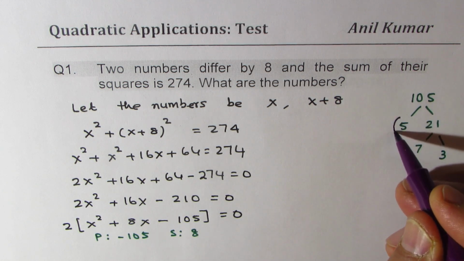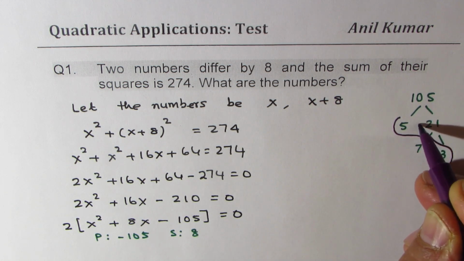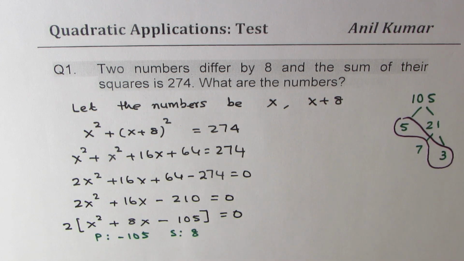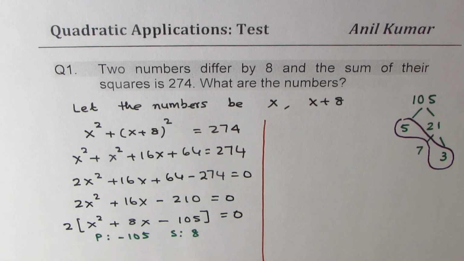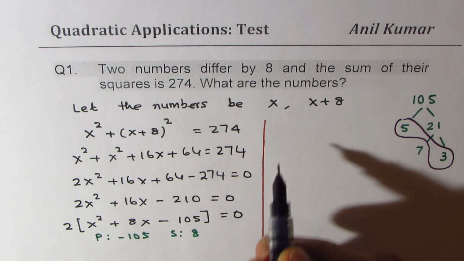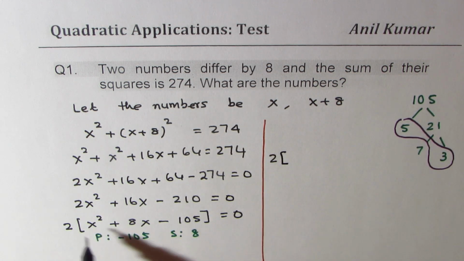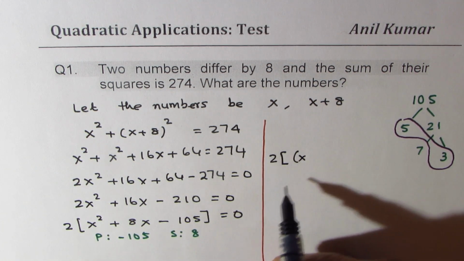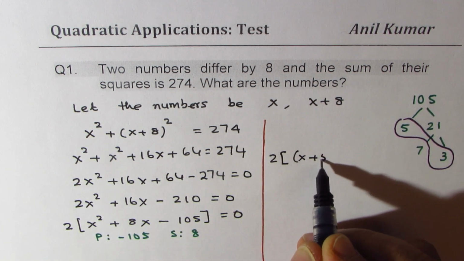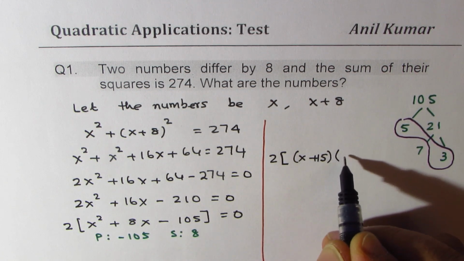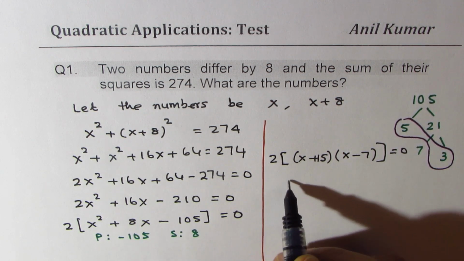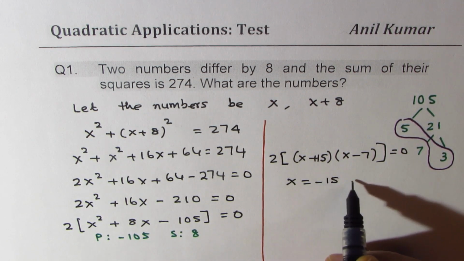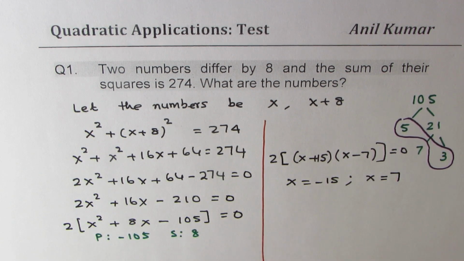So we can take 15 and 7. Do you see that part? So factoring helps. My focus is not to just get the answer for you, but to tell you how we get this number. So from here we get 2 times, we can now factor this as x plus the bigger number, which is 15, times x minus 7, equals 0. So the combination is x equals minus 15 or x equals 7.